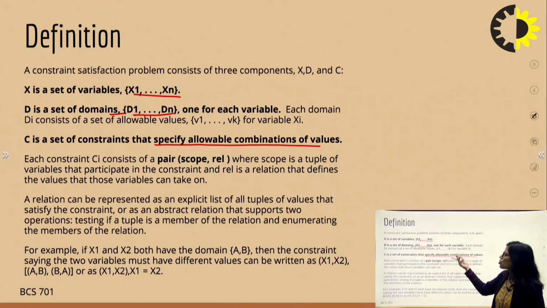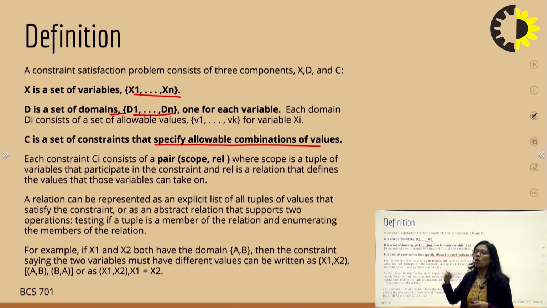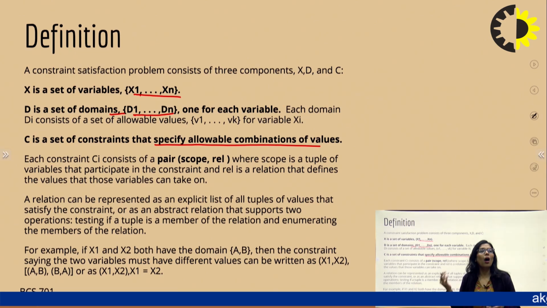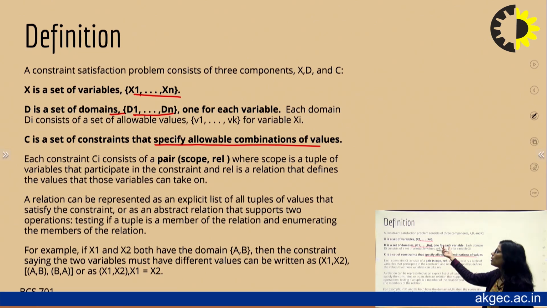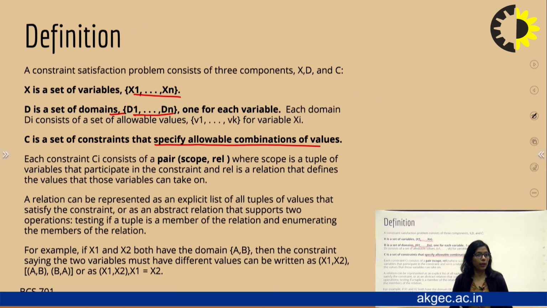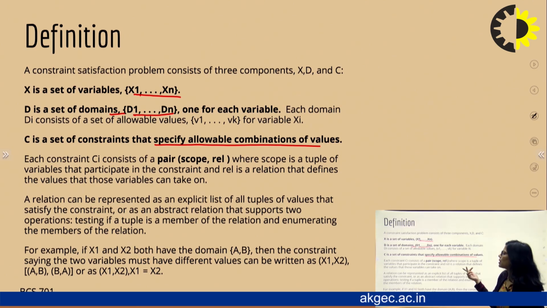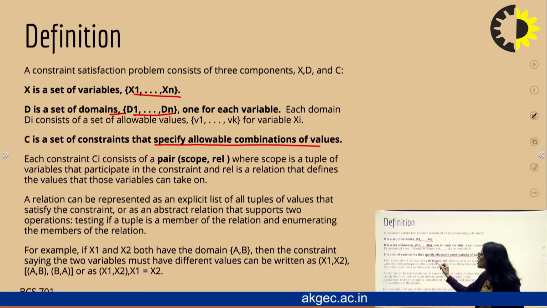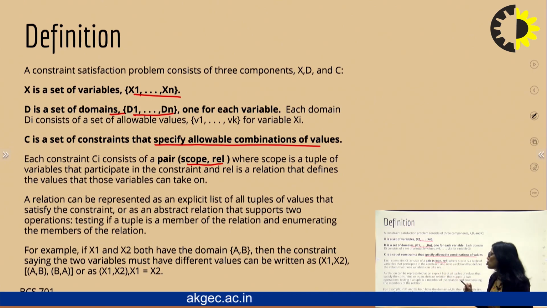So domain is all possible values that can be put to the variables, and constraints specify what are the allowable combinations from the domain which can be put into the variables. Each constraint consists of a pair called scope and rel, where scope is a tuple of variables that participate in the constraint, and rel is the relationship between the variables.